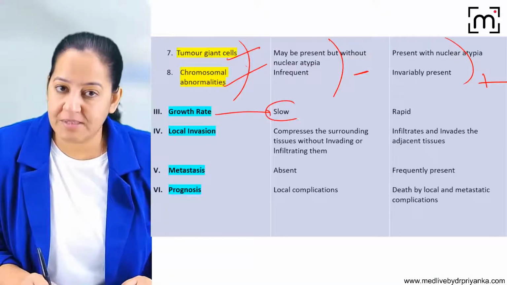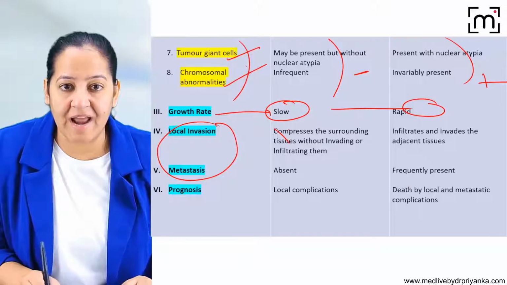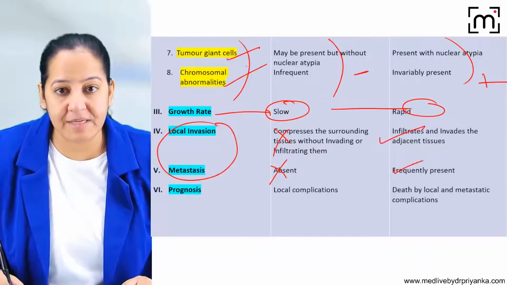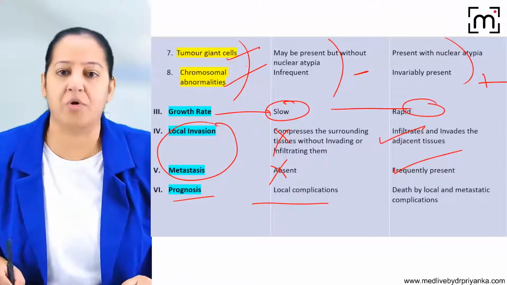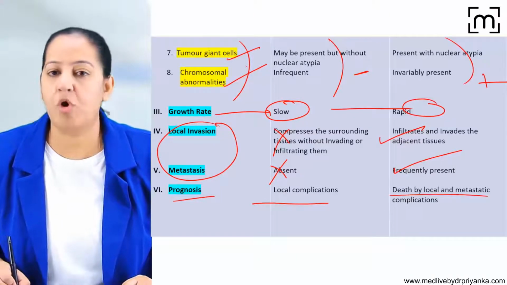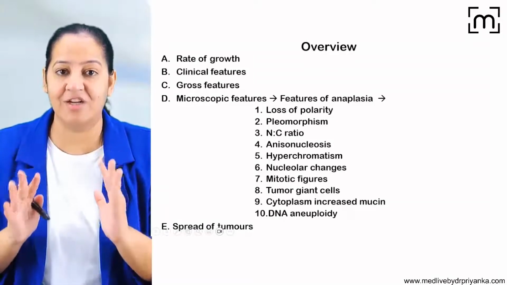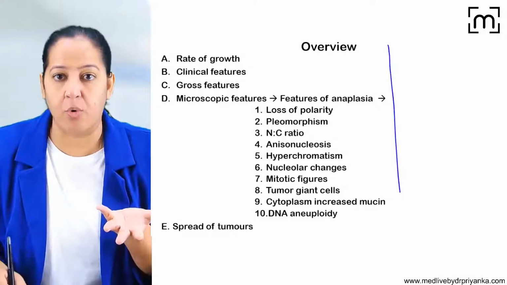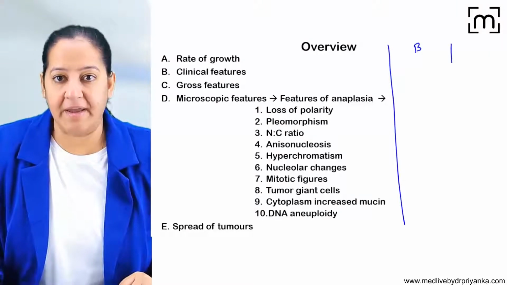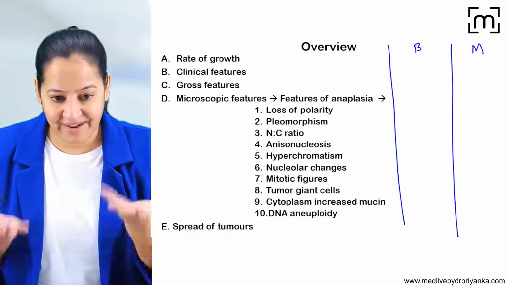Growth rate: benign tumors are slow growing, malignant are rapidly growing. Local invasion and metastasis both are absent in benign and both are present in malignancy. Prognosis wise, benign tumors have fewer complications, so prognosis is good, but malignant tumors have more complications, so prognosis is poor. So we have differentiated benign versus malignant tumor based on these 5 features. Please write down on your own the differences between benign versus malignant tumor here, like this. So can we revise it quickly?